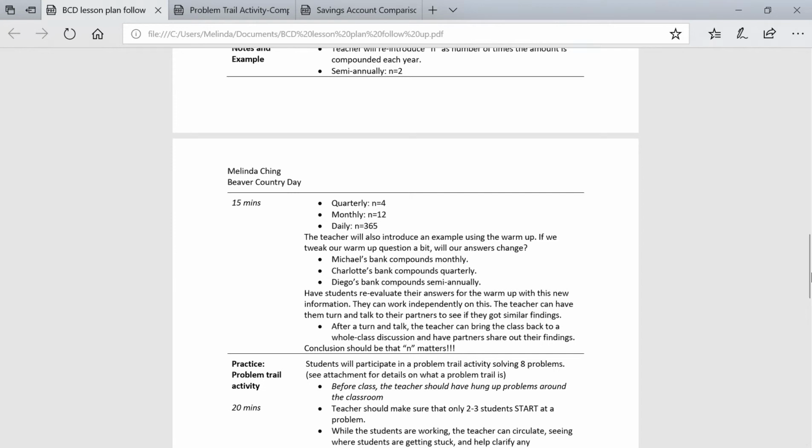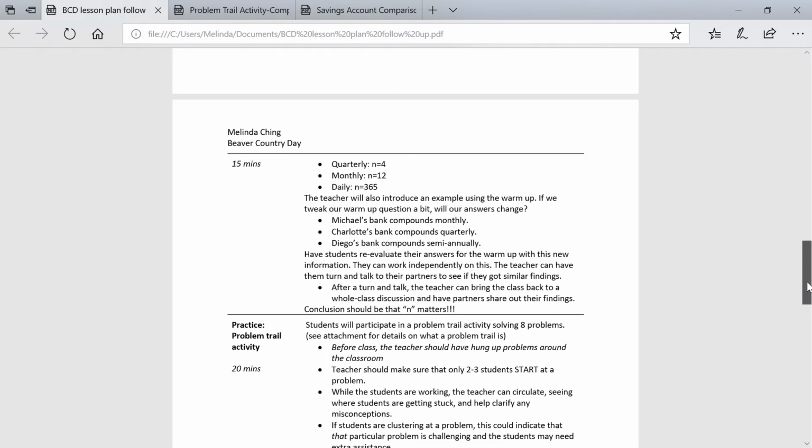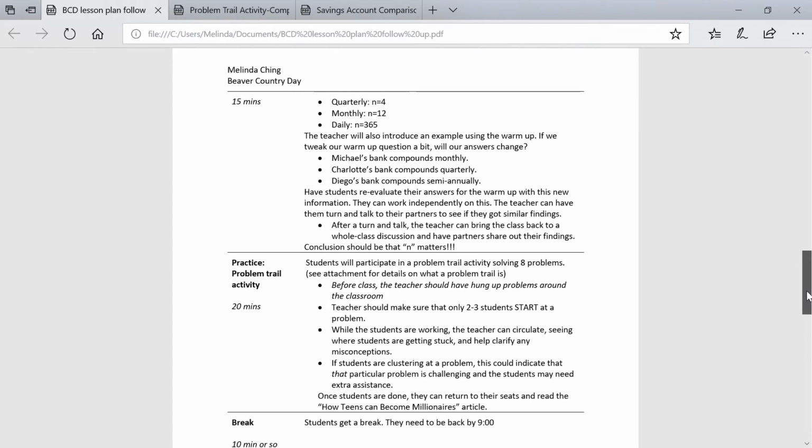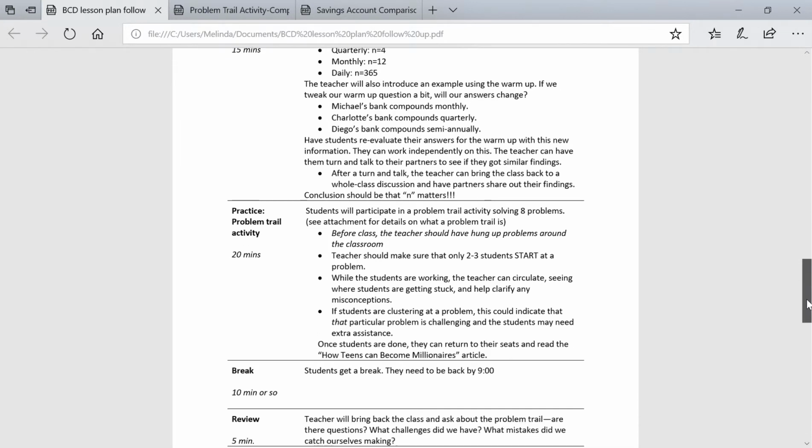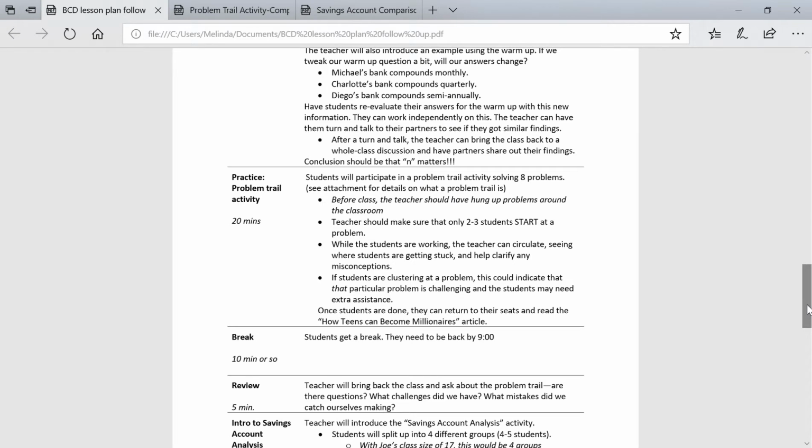The teacher would then bring the class back to a whole class discussion and have partners share out their findings. The conclusion should be that n actually matters and that it would change their answers to the warm-up. So at this point, we've done notes, we've done a warm-up, we've discovered n, and I really want the students to practice. So I have a problem trail activity.